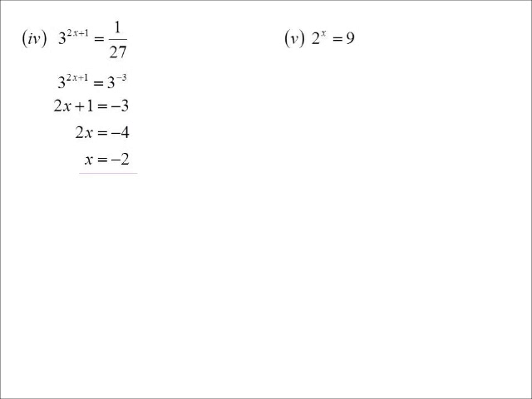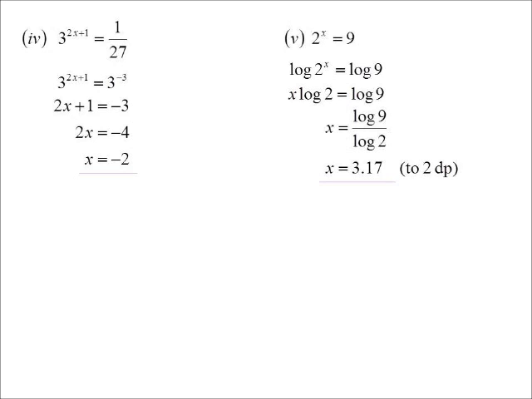But you get more often ones like this. 2 to the power of x is equal to 9. I can't rewrite 9 as a power of 2. So we log both sides and take advantage of our log laws. The x now I can bring to the front of log 2. And so x equals log 9 divided by log 2. What you've actually done is basically use the change of base rule, if you think about it. Because you're now saying it's log 9 divided by log 2. So it's the same as log 9 base 2, which was the original question. 3.17 to 2 decimal places, that one.